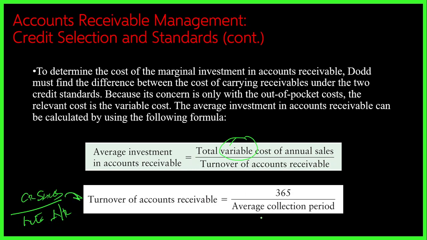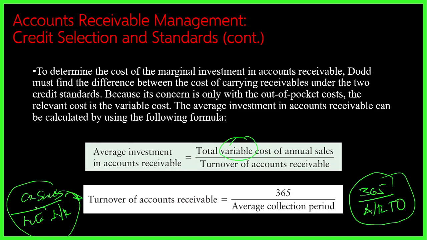And then, the average collection period is computed by dividing 365 or 360, whichever you prefer, as long as you are consistent. 365 divided by accounts receivable turnover. Okay, given these two formulas from FS analysis, if you are going to compute for the average accounts receivable, first, you need to compute for the turnover. That is it. Okay? By using this formula.